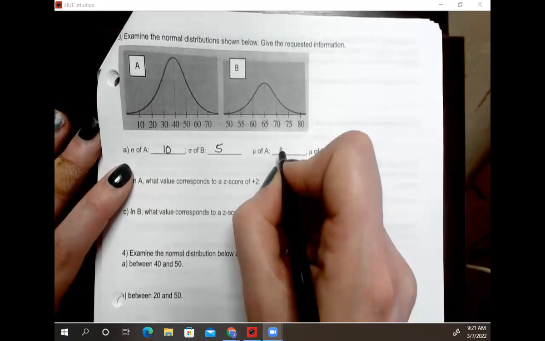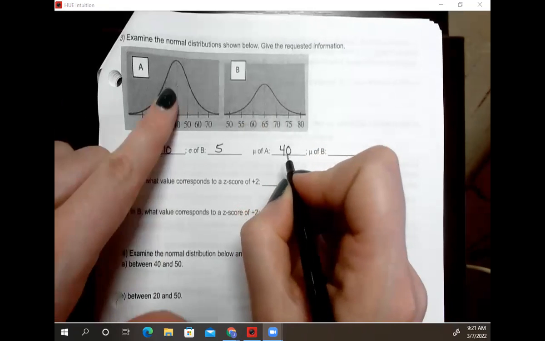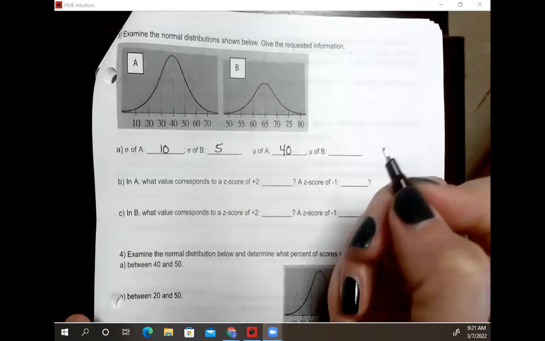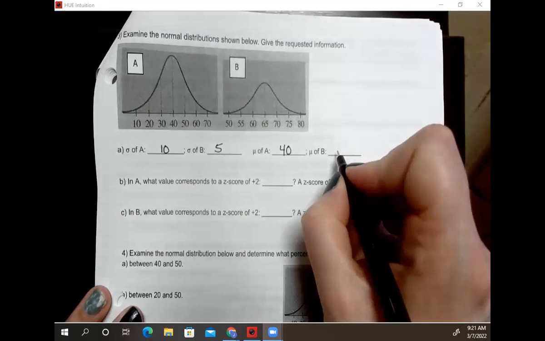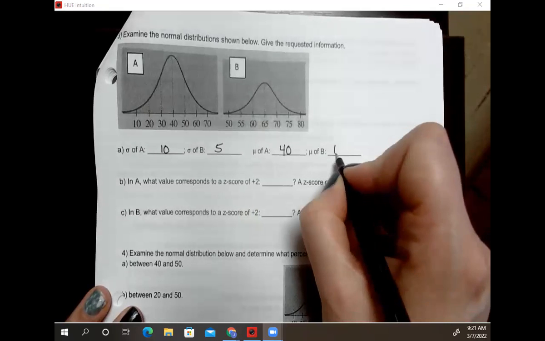So for A, what's our standard deviation? 10. And then how about B? What's our standard deviation here? 5. What's the mean of A? 40. Yeah, it's going to be that value in the center under the highest part of the curve. How about B? 65. Very good.